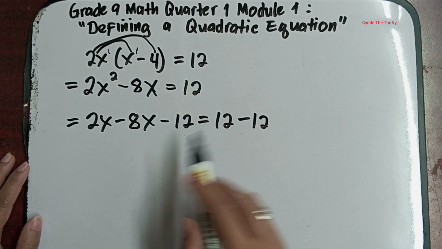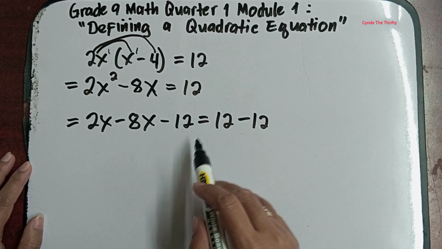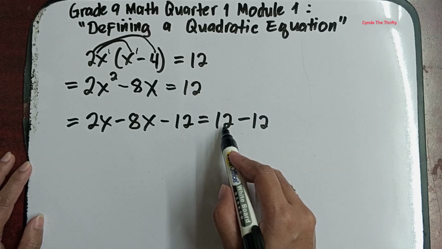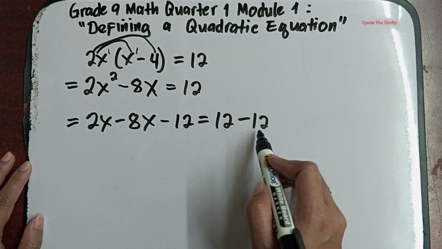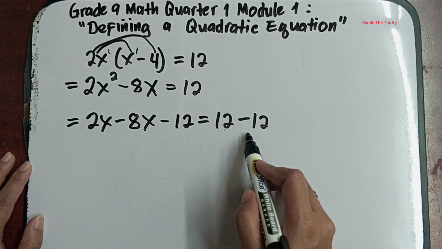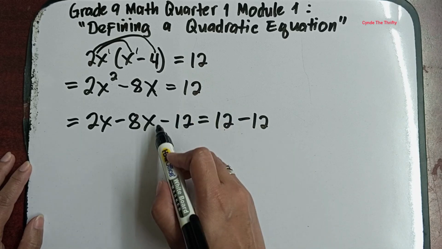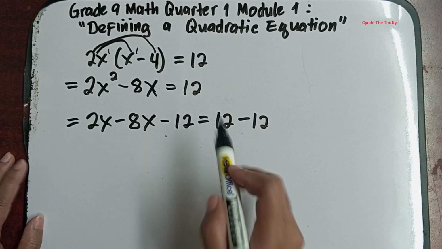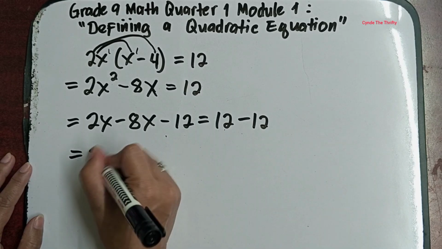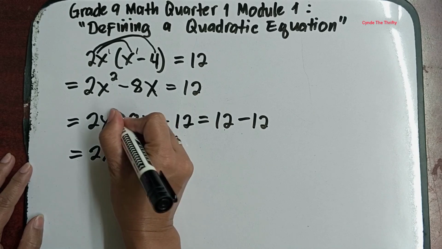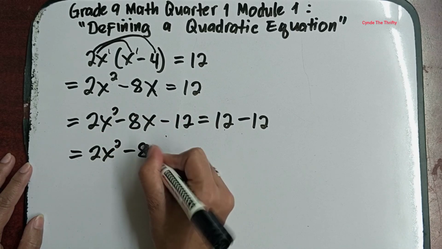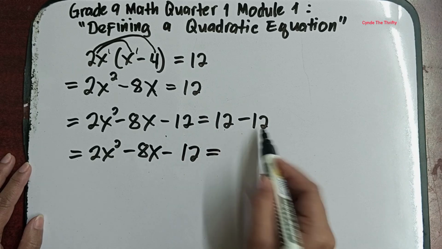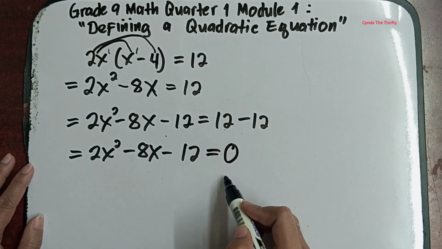Okay? So, kung nalito kayo, ito yung tinatawag nating subtraction property of equality. Para mawala si 12 dito, para maging 0, mag-subtract tayo ng 12. Dahil nag-subtract tayo ng 12 sa right side, mag-subtract din tayo ng 12 sa left side. Okay? Para same pa rin yung value nila. So, isolve na natin. 2x squared, sorry, nawala ang square, minus 8x, minus 12 is equal to 12 minus 12 is equal to 0. Ayan, so naging 0 na siya.